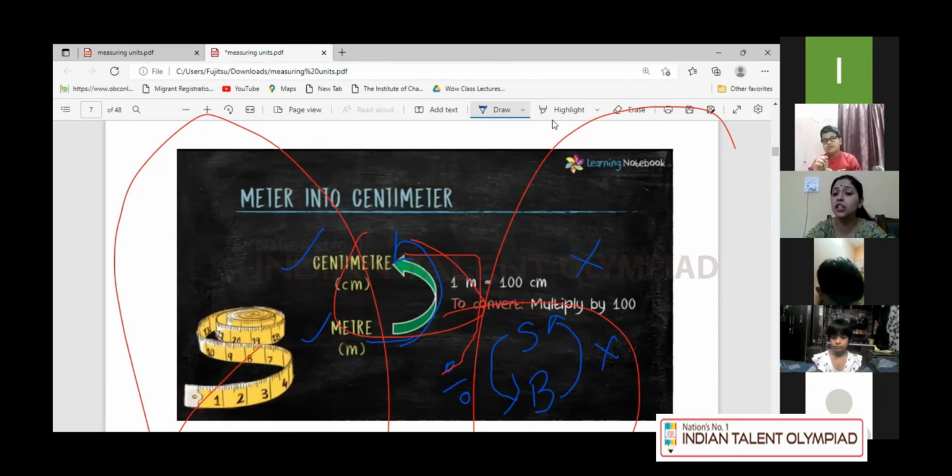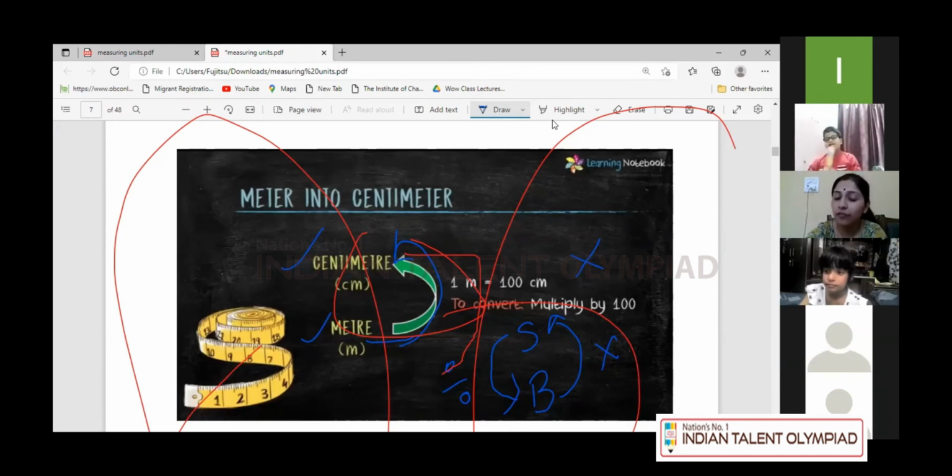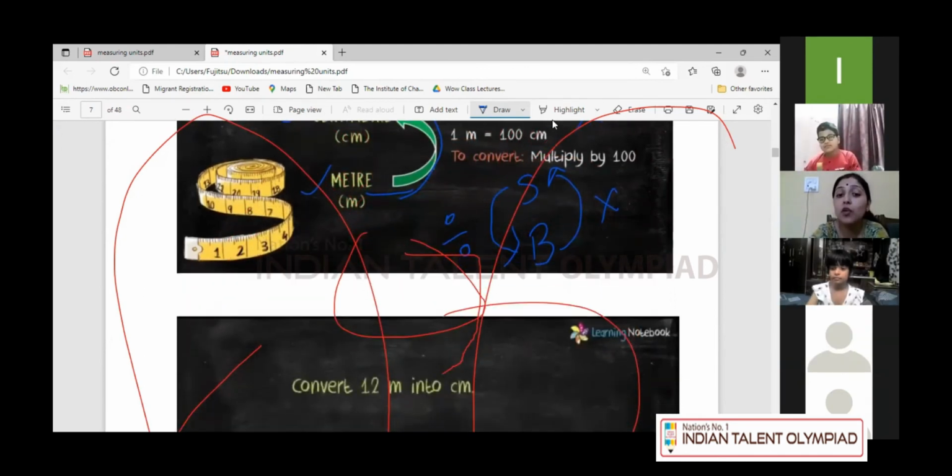Now one more time I'm asking you. If you're going from the bigger unit to smaller unit, what do you need to do? Multiply. Very good. If you're going from the smaller unit to bigger unit, what do you need to do? Divide. Very good. Now I'm giving you one question.